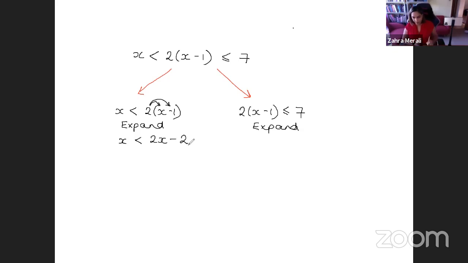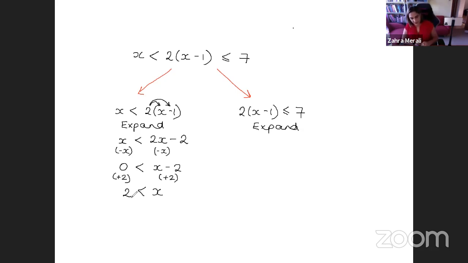2. I want all the x's on one side, generally on the side with more x's. So I'm going to move it onto this side. And minus x from both sides. I'm going to get 0, x minus 2. I'm going to add the 2. So I'm going to get x is greater than 2.